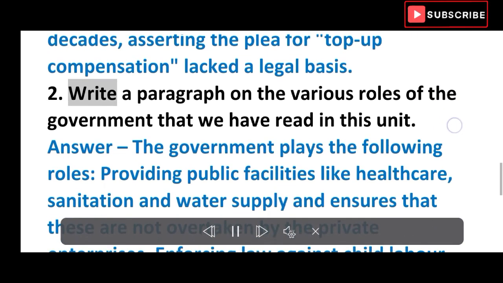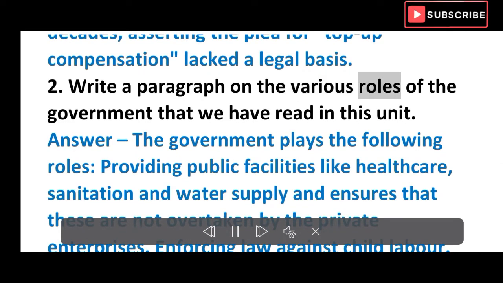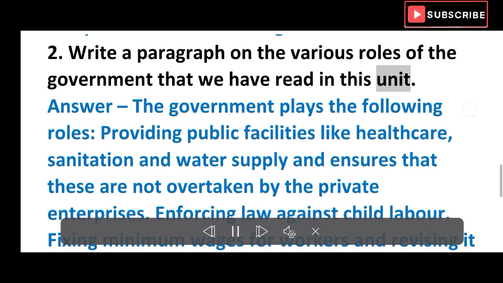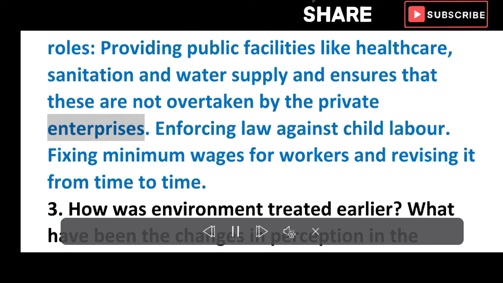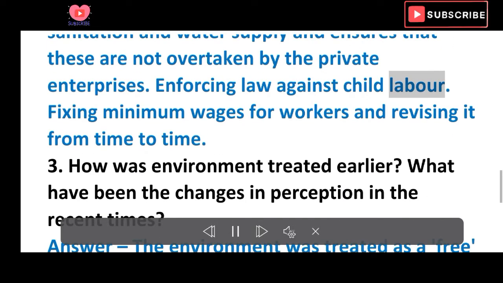2. Write a paragraph on the various roles of the government that we have read in this unit. Answer: The government plays the following roles: providing public facilities like healthcare, sanitation and water supply, and ensures that these are not overtaken by private enterprises. Enforcing law against child labor. Fixing minimum wages for workers and revising it from time to time.